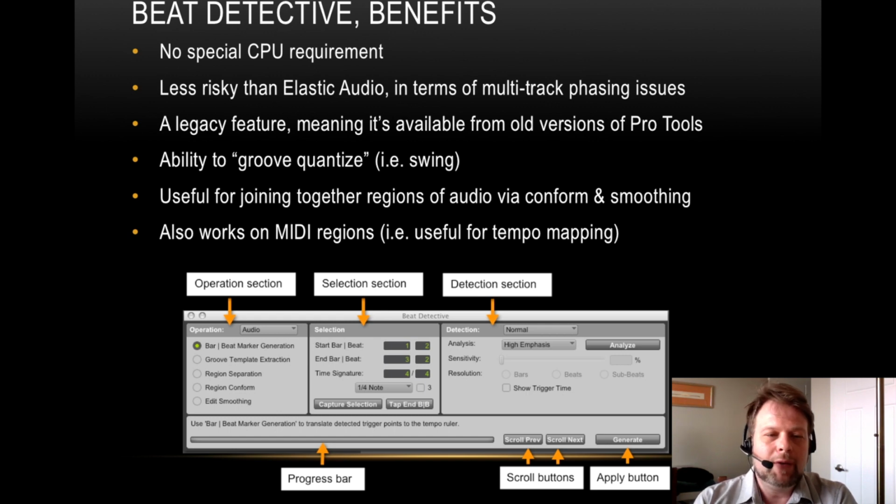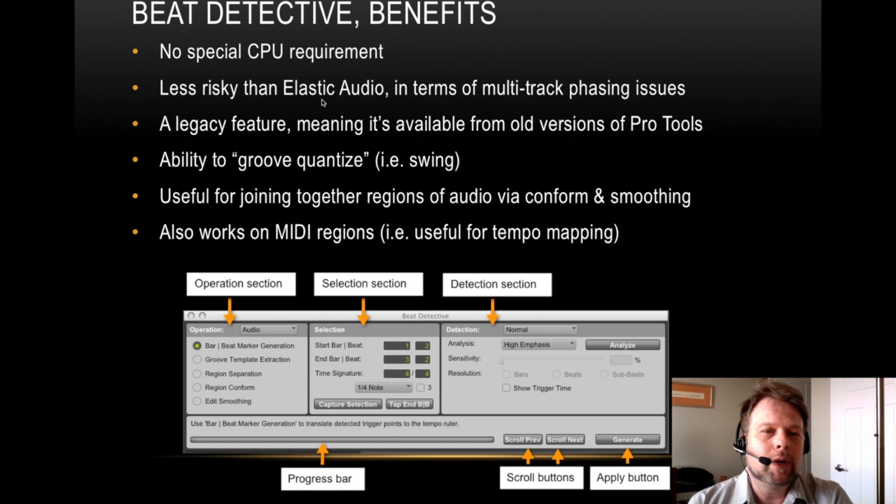So some of the benefits, and take a look at the three sections here. We've got three that we're talking about: the operation section, the selection section, and the detection section. And we're going to go a little bit more into detail on each of these in a minute. But Beat Detective is great because it doesn't really require any of your processor, unlike Elastic Audio.